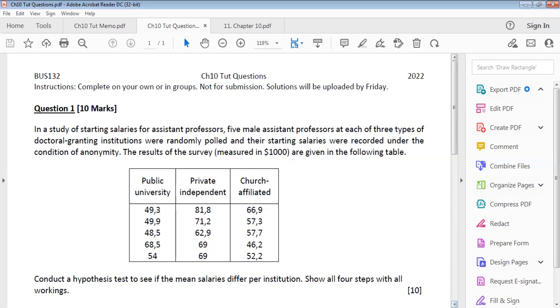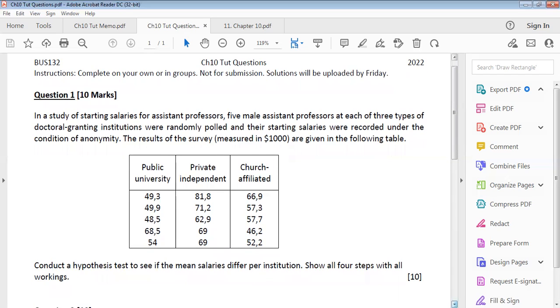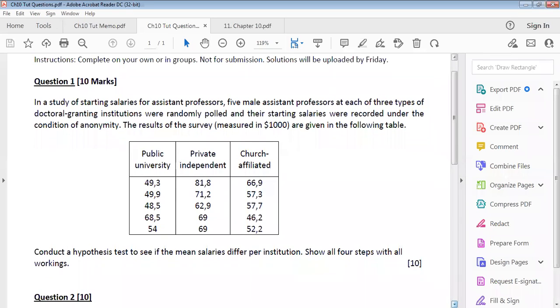So question one is saying that in a study of starting salary for assistant professors, 5 male assistant professors at each of 3 types of doctor granting institution were randomly polled, and their starting salary were recorded under the condition of anonymity. The results of the survey, measured in $1,000, are given in the following table. Now they're asking you to conduct a hypothesis test to see if the mean salary differs per institution. Show all 4 steps with all your working.